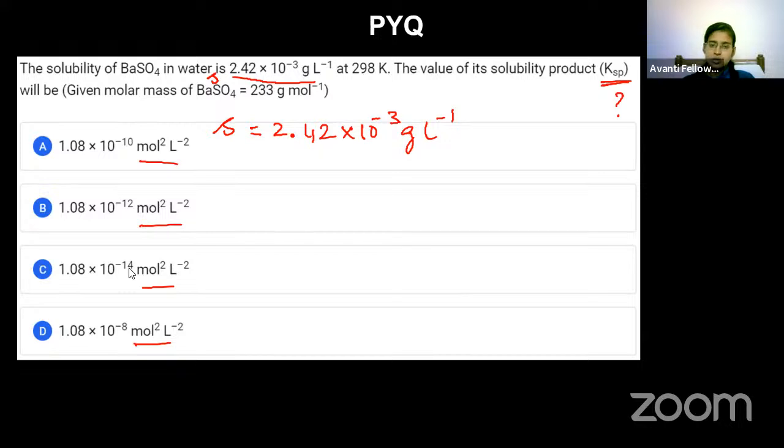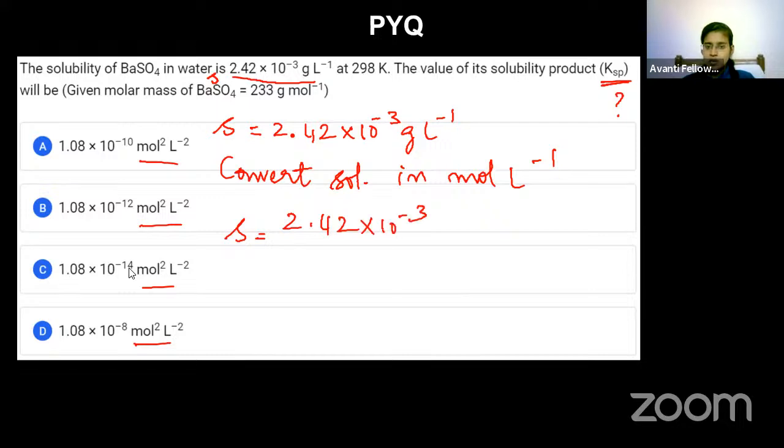Okay. So to convert the solubility into mole per liter, first of all, what we have to do? Solubility is equal to the given mass, 2.42 into 10 to the power minus 3, divided by the molar mass. Molar mass is 233. If you divide this number by the molar mass number, you will get one value, and that will be the answer in terms of mole per liter for solubility. So I am dividing by the molar mass and getting the answer in terms of mole per liter. So I have the S value now.